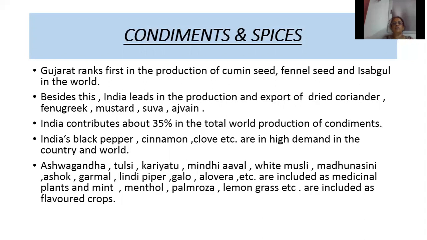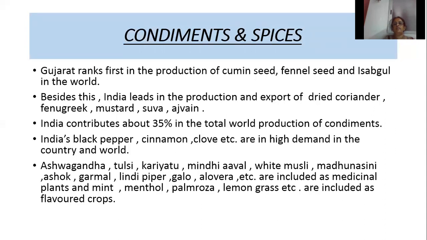So, what is the contribution of India in the world production of condiments? 35%. India's black pepper, cinnamon, clove, etc. are in high demand in the country and the world. So India produces black pepper, cinnamon, clove, etc. That is why since ancient times India was famous for these spices. Foreign countries were attracted by this and they came to India in search of these condiments and spices.